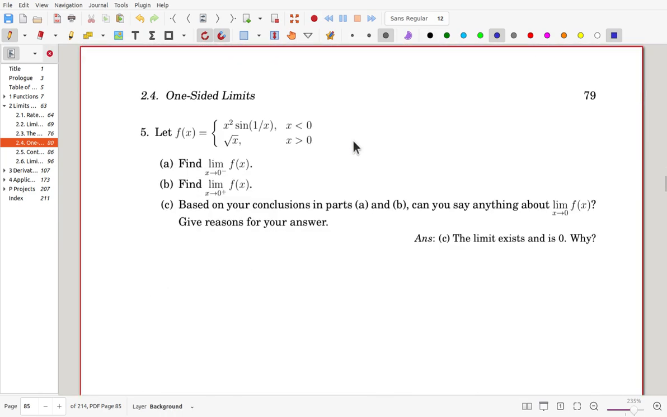Okay, now we'll go to one more problem. Once x is negative, the function is x squared sine 1 over x. Once x is positive, it is the square root of x, and there's no value at x equals 0. Now we consider the left-hand limit of f(x) as x approaches 0, and the right-hand limit, and we try to get a conclusion for the limit of f(x) as x approaches 0.